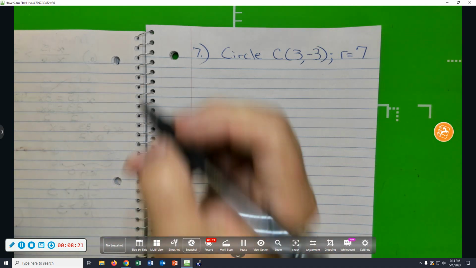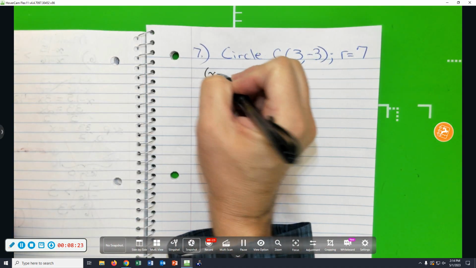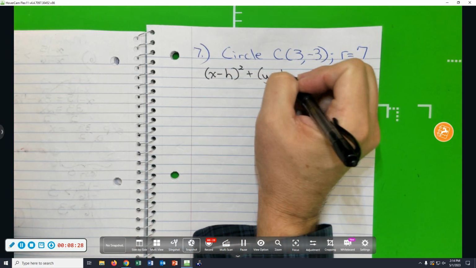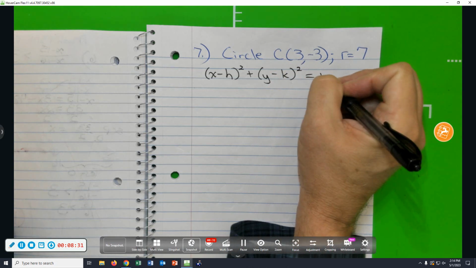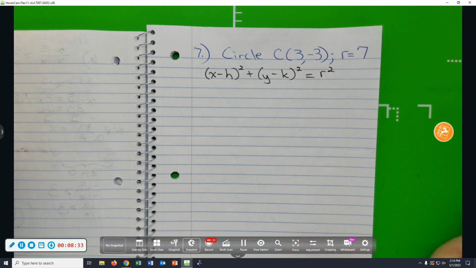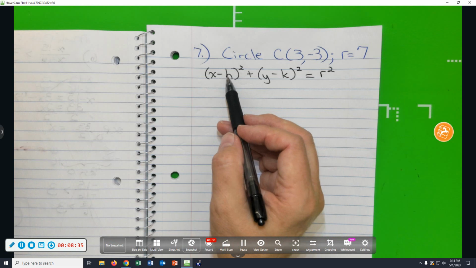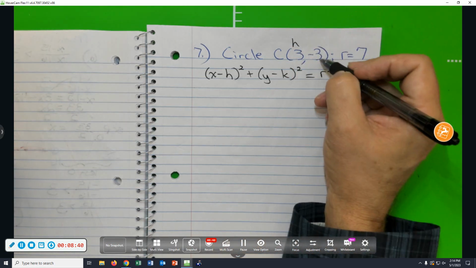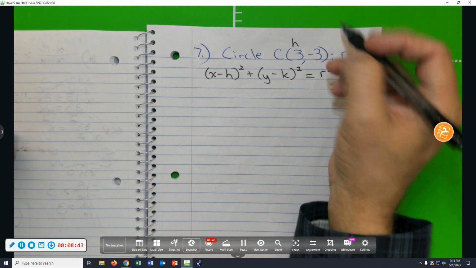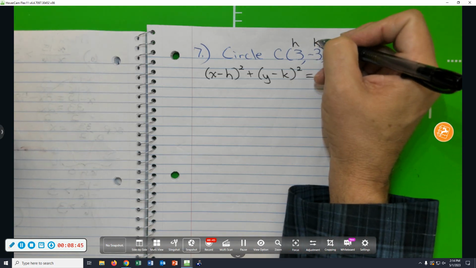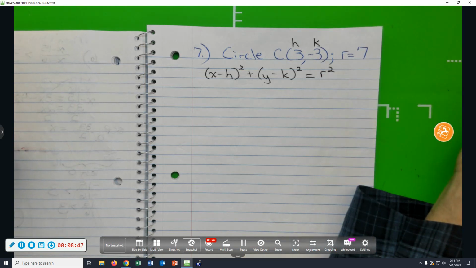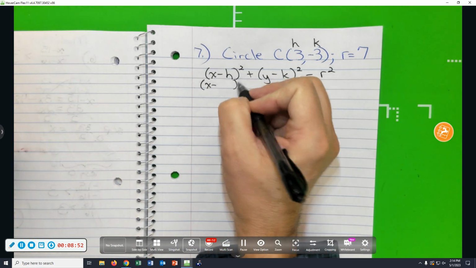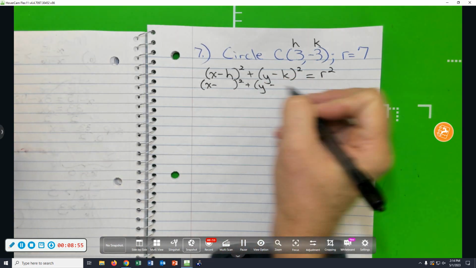Remember center radius form, x minus h quantity squared plus y minus k quantity squared equals the radius squared. They use the letter h to represent the x coordinate of the center, and the letter k to represent the y coordinate of the center. So we have x minus, y minus.